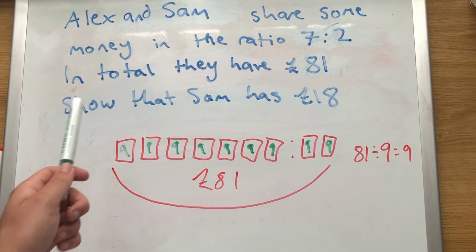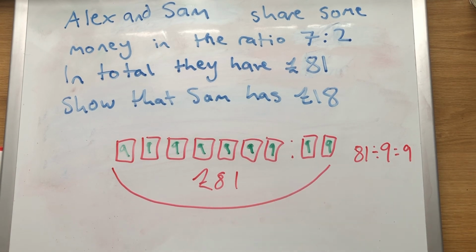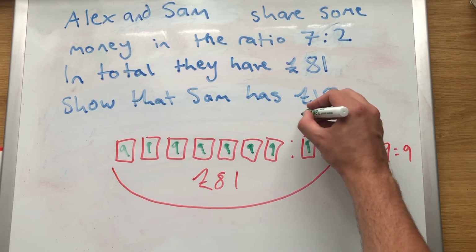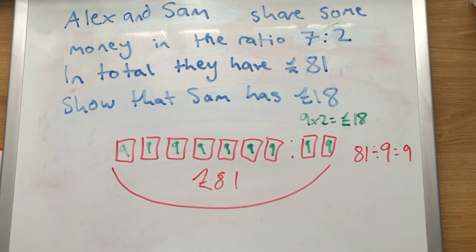The question says, show that Sam has £18. So this box here and this box here, we can either do 9 plus 9, which is 18, or we can do 9 times 2, which gets us £18. So we're right, Sam does have £18.